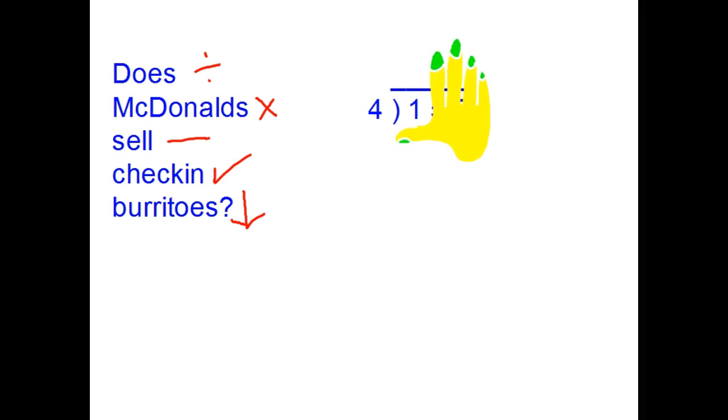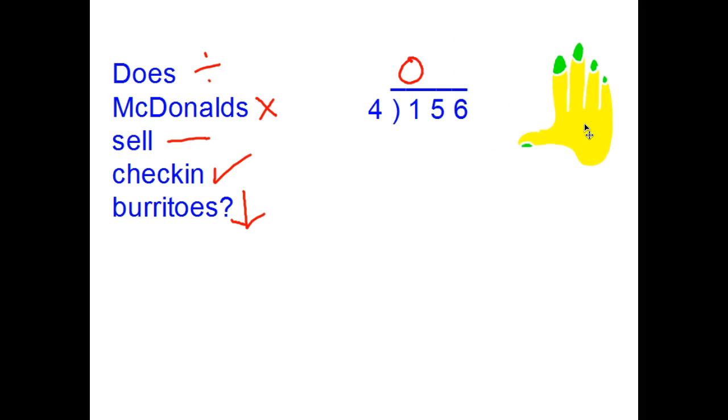Because my first step says I got 1 piece of candy in the box. 4 people want it. If you only got 1 piece of candy, nobody's going to be able to get any pieces. I give everybody 0 pieces. Now, when I multiply, 0 times 4 is 0. I subtract, 1 minus 0 is 1. Check. Is 1 less than 4? Yes, it is. Bring down my 5.